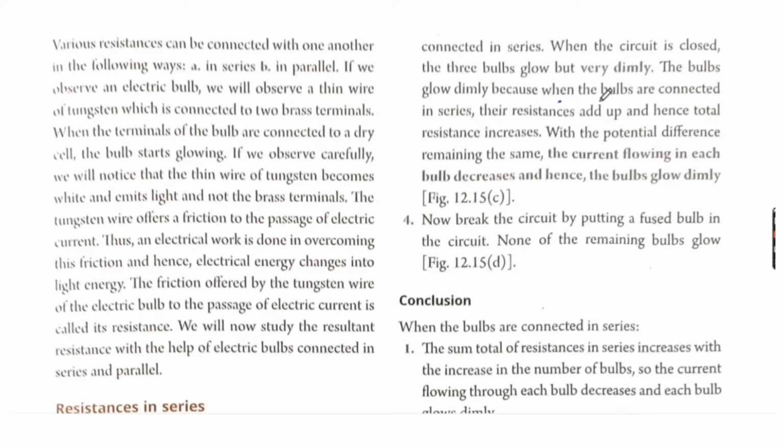When the bulbs are connected in series, the resistances add up and hence the total resistance increases. With the potential difference remaining the same, the current flowing in each bulb decreases and hence the bulbs glow dimly.